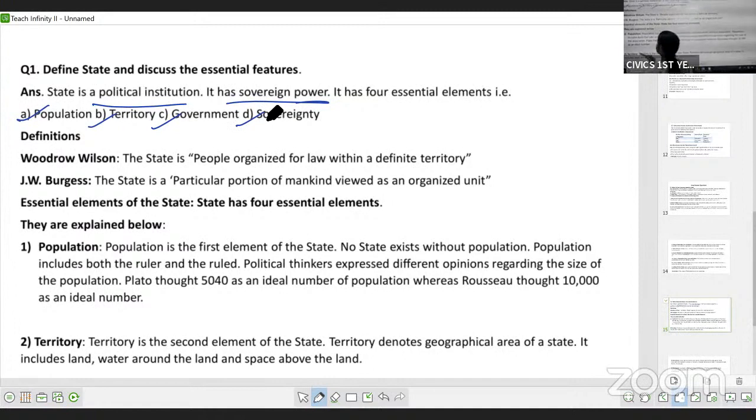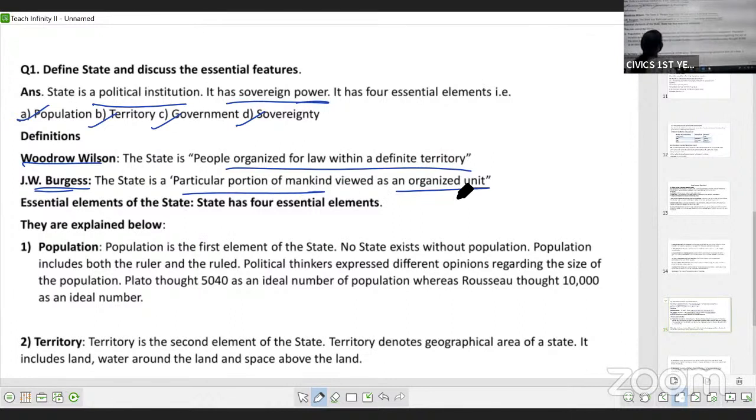Again, 2 definitions. If you can write one, it's okay, otherwise you can write both. One is sufficient, but with 2 you will get a good impression. What is the definition given by Woodrow Wilson? State is people organized for law within a definite territory. State is nothing but people living in a definite territory. According to J.W. Burgess, state is a portion of mankind, a part of land where the mankind is viewed as an organized unit.